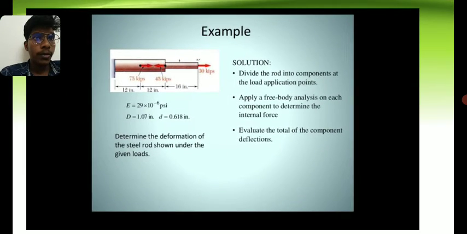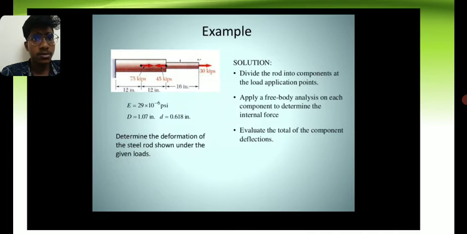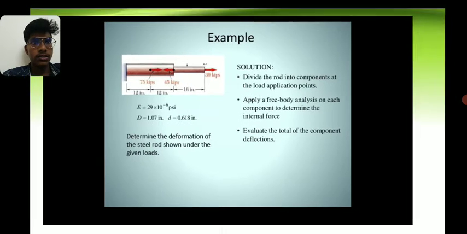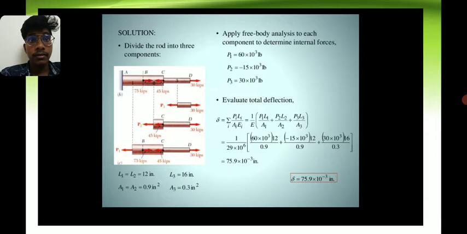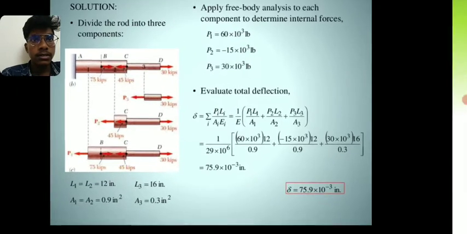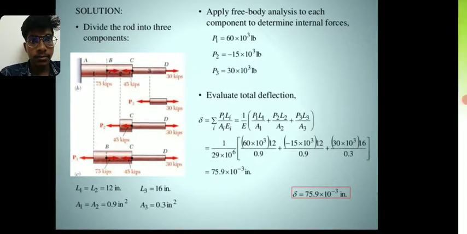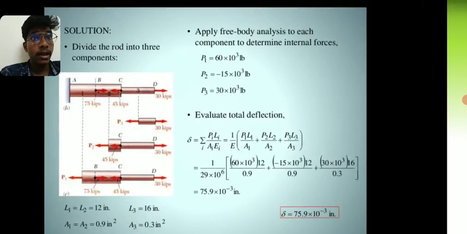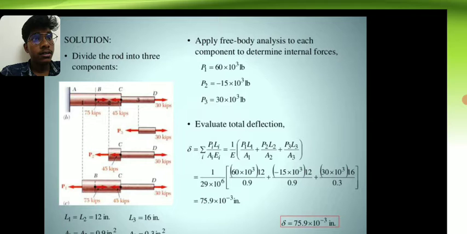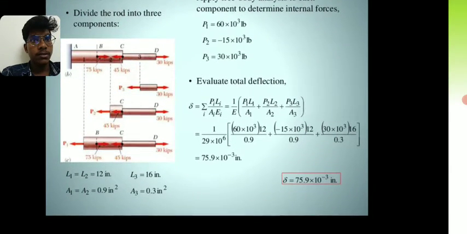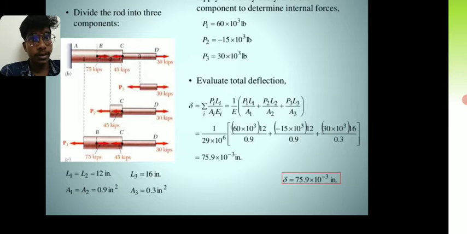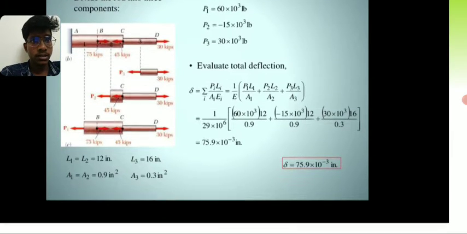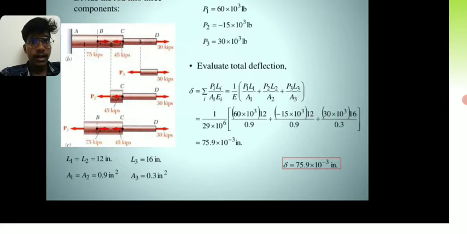Divide the rod into components at the load application, and apply a free body analysis on each component to determine the internal force. Evaluate the total of the component deflections. Now, solution. Divide the rod into three components, that is A, B, C, D. Then applying the free body analysis to each component to determine internal forces, P1 is equal to 60 into 10 power 3 lb, P2 is equal to minus 15 into 10 power 3 lb, and P3 is equal to 30 into 10 power 3 lb. Evaluating the deflections, we get the total deformation delta.